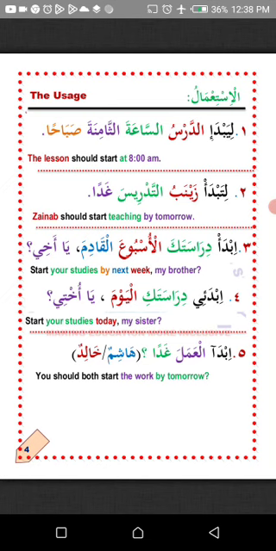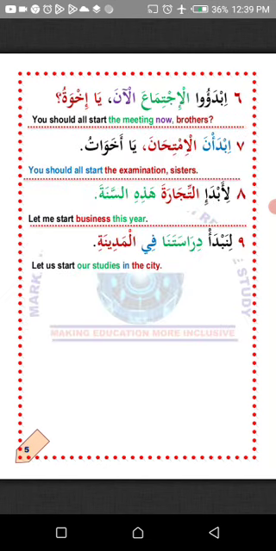Number five: ابدأ العمل غدا. ابدأ العمل, you should both start the work. غدا, by tomorrow. ابدأ العمل غدا, you should both start the work by tomorrow. لعلك فهمت? I hope you understand.